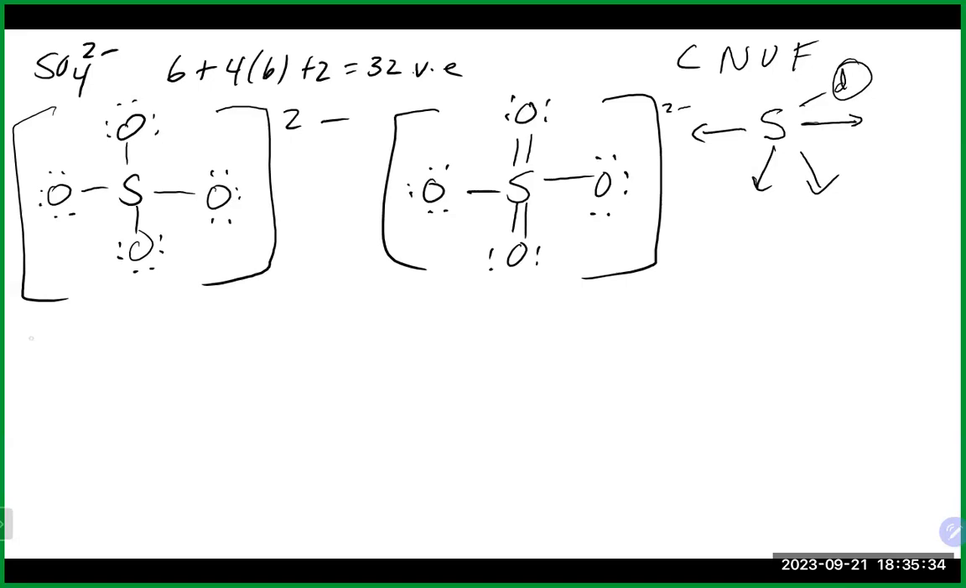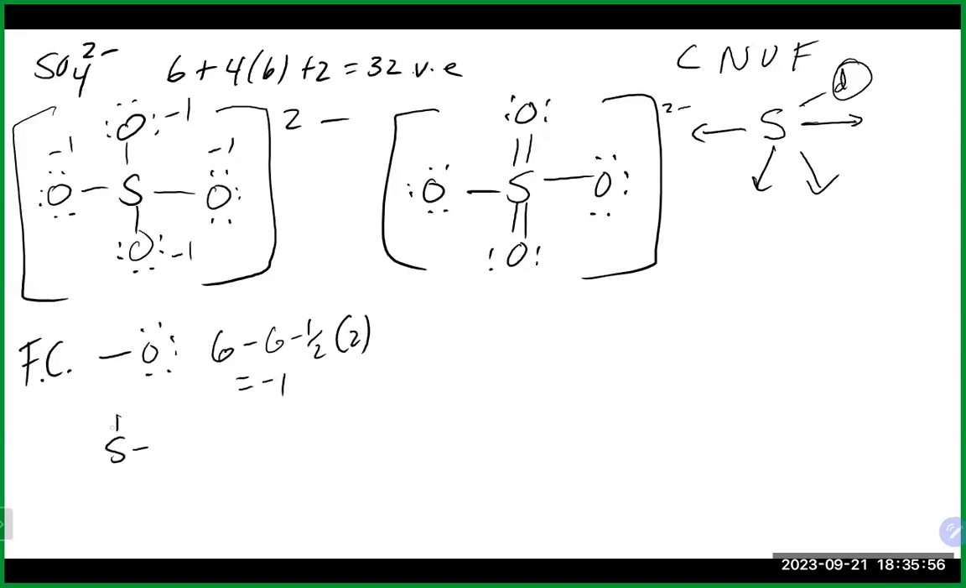So let's take a look at our formal charge to help us decide maybe which one is the better structure here. So if we look at our single bonded oxygen, as we did previously, it will come out the same. That's going to be 6 minus 6 minus 1 half of 2. Going to give us a negative 1. So we got a negative 1 for all of these oxygens. We do our sulfur there with the single bond. Going to be 6 minus 0 minus 1 half of 8. That's going to be a plus 2.